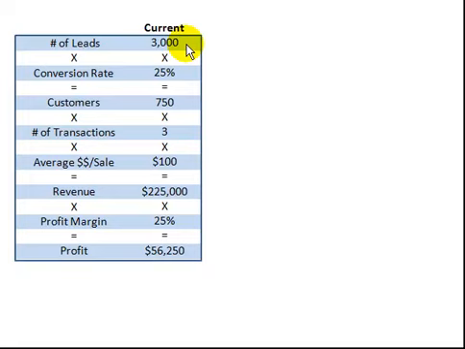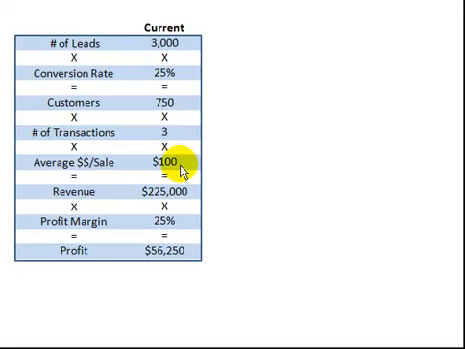That's 250 leads per month. They have a conversion rate of converting those leads into buying customers of just 25%. That gives them then 750 new customers for the year. Each one of those customers then, on average, buys 3 times during the year. Some will buy less, some will buy more, but on average, they buy 3 times per year, and they spend, on average, $100 on each sale.